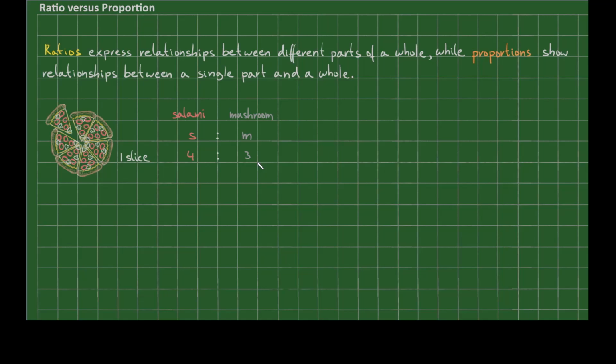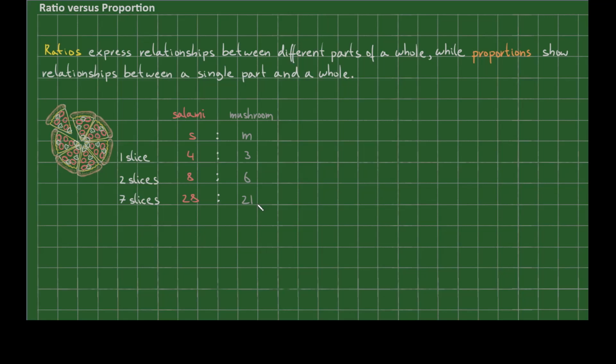What happens if I have more slices of the same pizza where the salami to mushroom ratio is exactly the same? If I have 2 slices of pizza, I will have 8 pieces of salami. Correspondingly, I will have 6 pieces of mushroom. If I have 7 slices of the same pizza, I will end up with 28 pieces of salami. By the same token, 7 slices of pizza will have 21 pieces of mushroom.